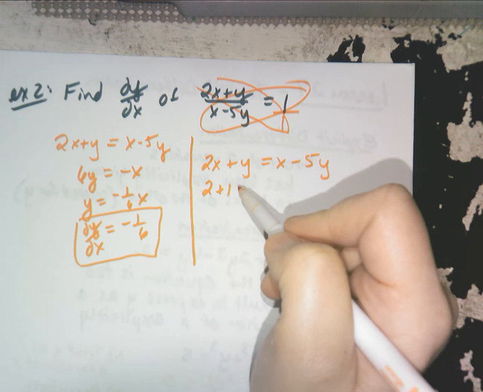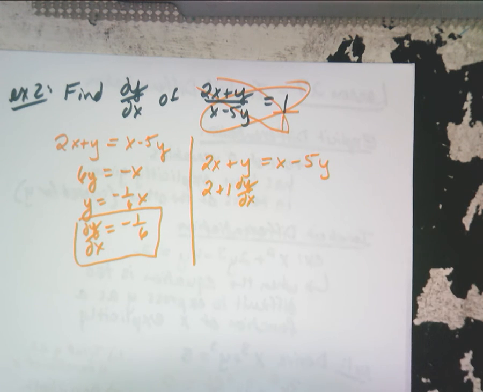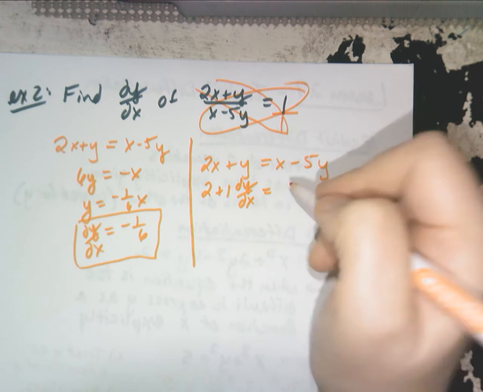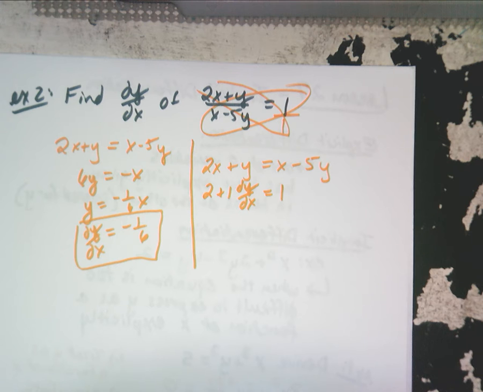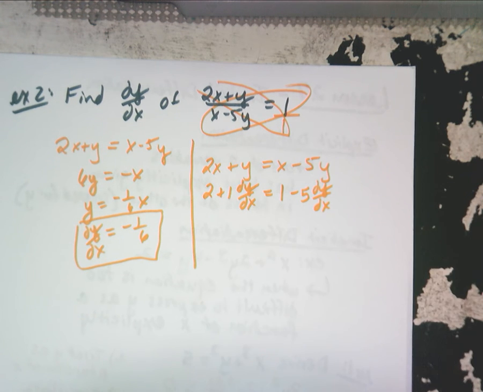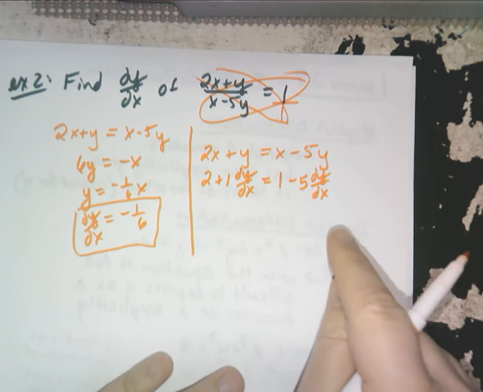1 times dy dx. Correct. You don't have to write the 1. I just am doing that. You all agree, right? The derivative of y is dy dx. Equals, what's the derivative of x? 1. What's the derivative of negative 5y? Negative 5 dy dx. Every time you take the derivative of y, you take dy dx. Now put all your dy dx's on one side.